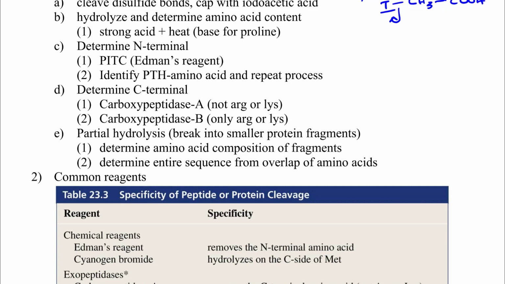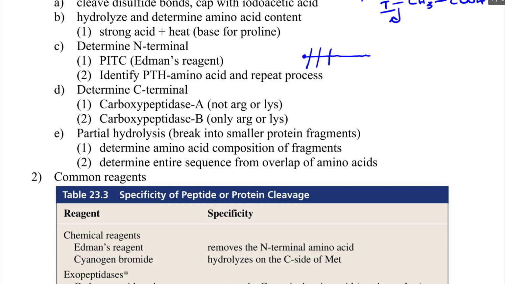So this reagent called phenyl isothiocyanate, PITC, ends up cleaving off the last terminal amino acid, and then they identify that amino acid. Now, when Edman did this method, think about it like this. You have a protein, and you're cleaving off the N-terminal, right? And then you cleave off the N-terminal.